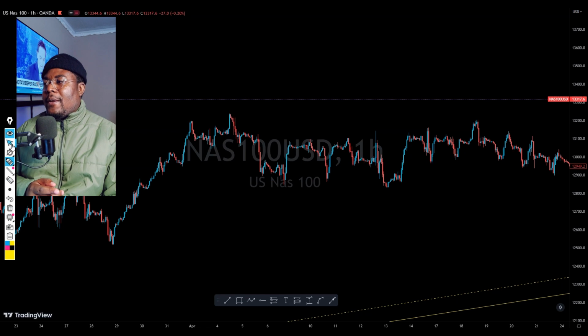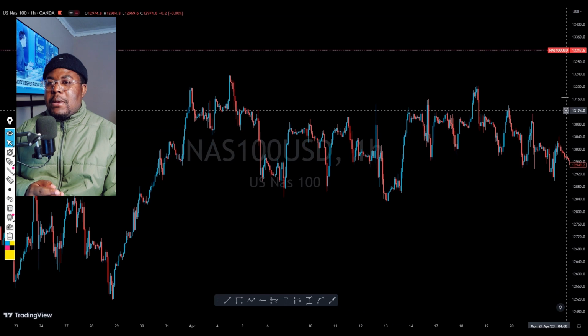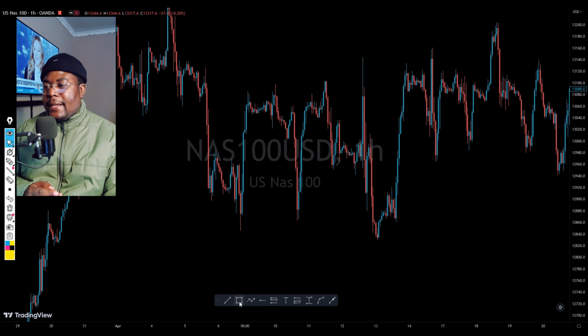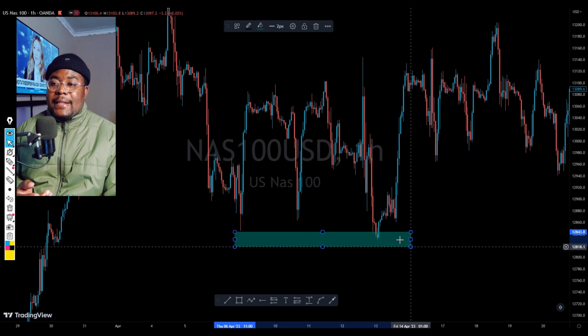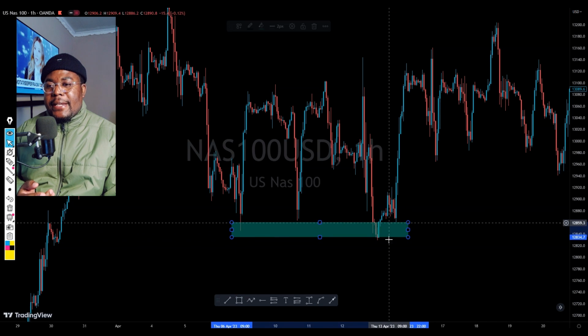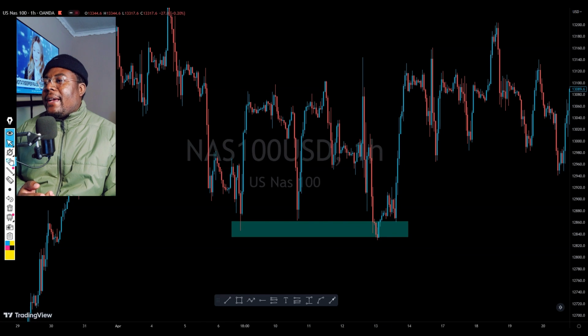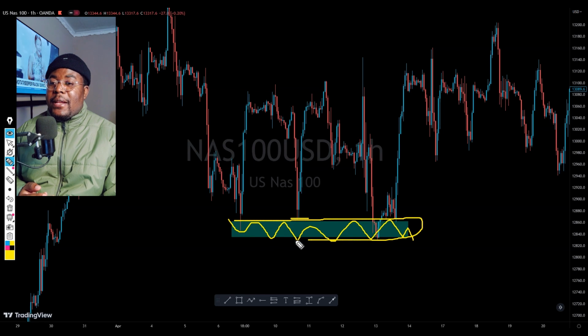So I think maybe the structure is not that big. Let me try to make it like this. So yes, let me draw that support area. This is the structure that you're supposed to identify. Why am I using a very thick line here? Because the market is not forced to respect this area exactly. As long as this is a zone, the market can just play around it.